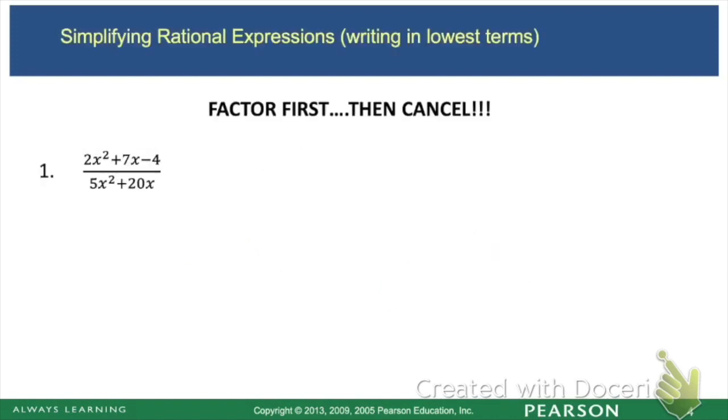They're going to ask you to do all kinds of things with rational expressions in this section. Simplify, or I think MyLab says write it in lowest terms. They're going to ask you to multiply, divide, add, and subtract.